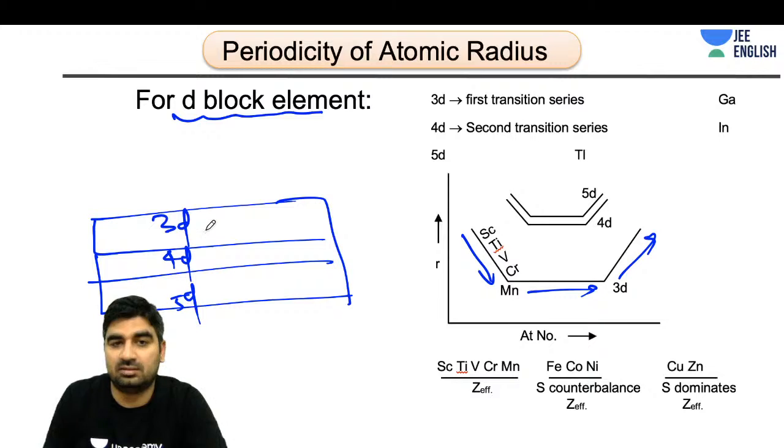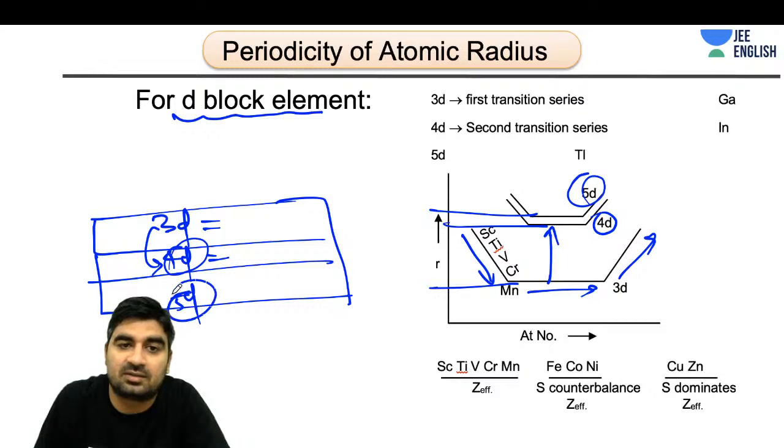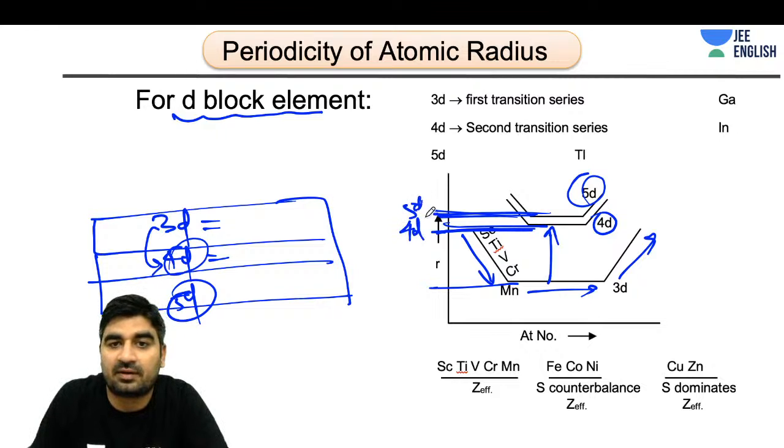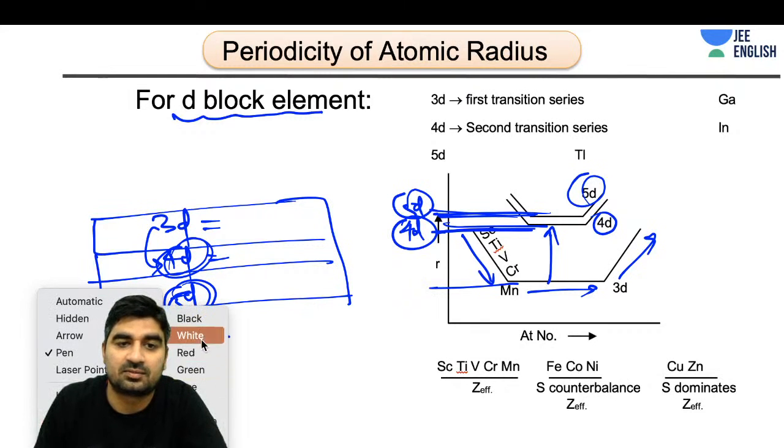So ideally the radius of 4D should be greater than 3D. Yes, it is much greater. But 4D and 5D have approximately the same radius. You can observe here. Got it guys? Any doubt?